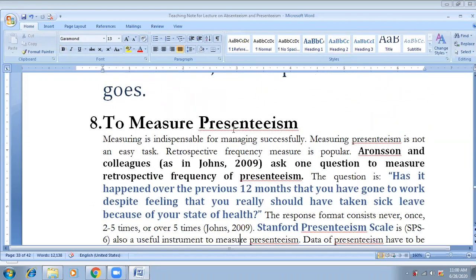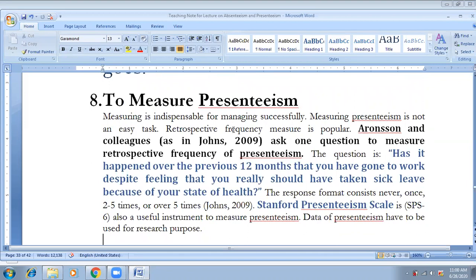Then to measure absenteeism. Measuring is indispensable for managing anything, including presenteeism, successfully. So this is a good question: has it happened over the previous 12 months that you have gone to work despite feeling that you really should have taken sick leave because of your state of health?